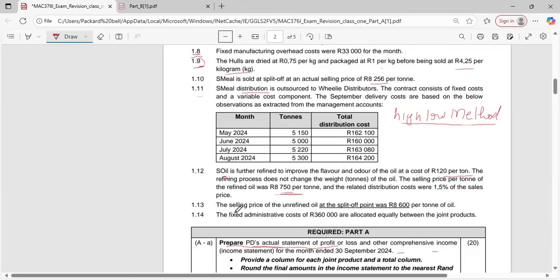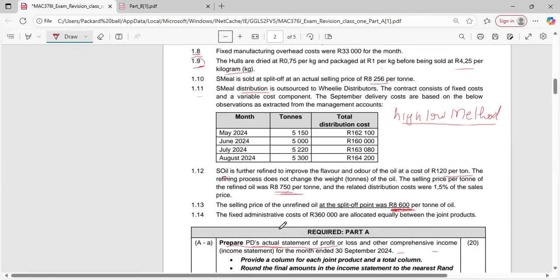Then the selling price of the unrefined oil at the split off point is 8,600. So this is the sales value of S oil at split off point. Here you should be careful. This one is at split off point, and this one is after further processing. So when you allocate your joint cost, you are going to use this price for the S oil, because you allocate joint cost using the sales value at split off point. So you are going to use this 8,600.